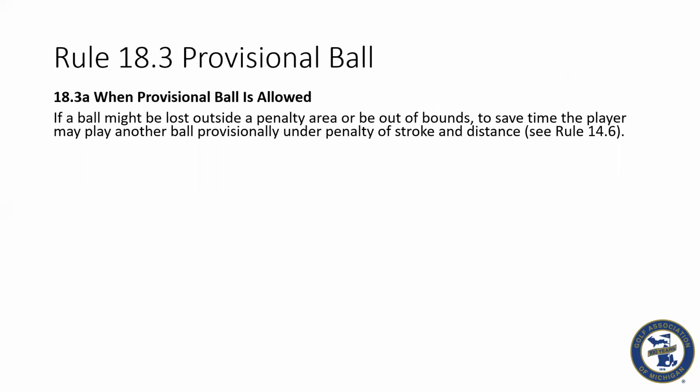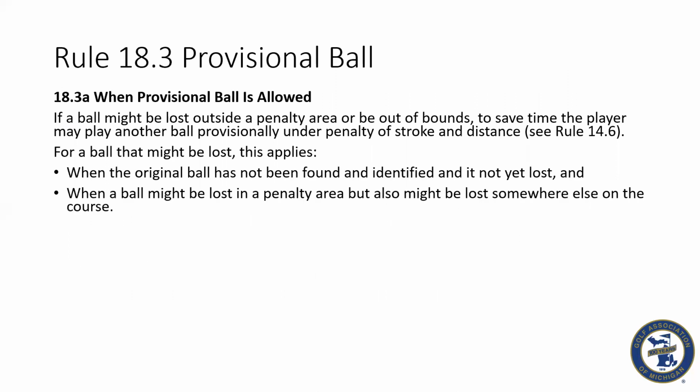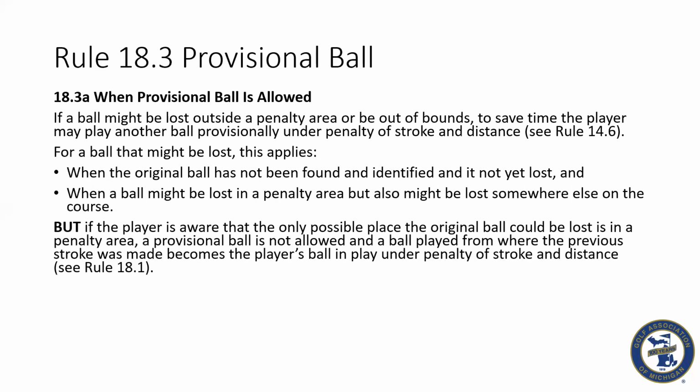All right. So a provisional ball. If a ball might be lost outside a penalty area or be out of bounds, to save time, the player can play another ball provisionally under stroke and distance. For a ball that might be lost, when the original ball has not been found and identified, it is not yet lost. But if the player is aware that the only possible place the original ball could be lost is in a penalty area, a provisional ball is not allowed, and a ball played from where the previous stroke was made becomes the player's ball in play under penalty of stroke and distance.